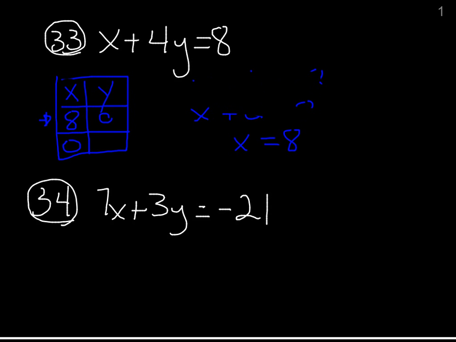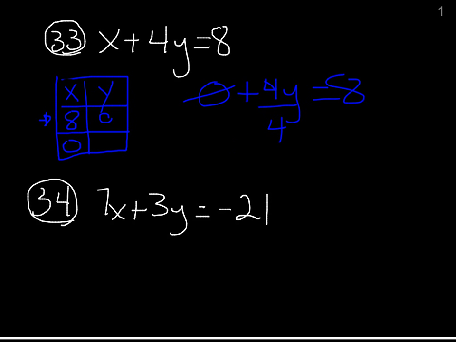For the y-intercept, we're going to put a 0 in for x and find out what y equals. So that means we'd have 0 plus 4y equals 8, which means that just goes away, and we divide by 4 on both sides, and we'd end up with y equals 2. So we'd put a 2 in for y. And that's it on number 33.